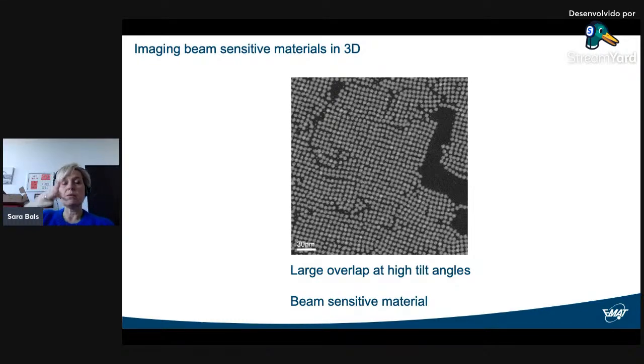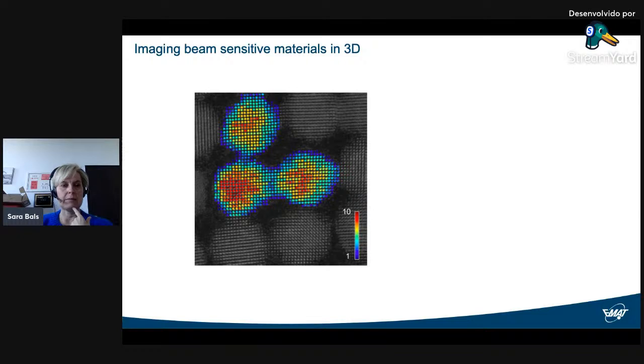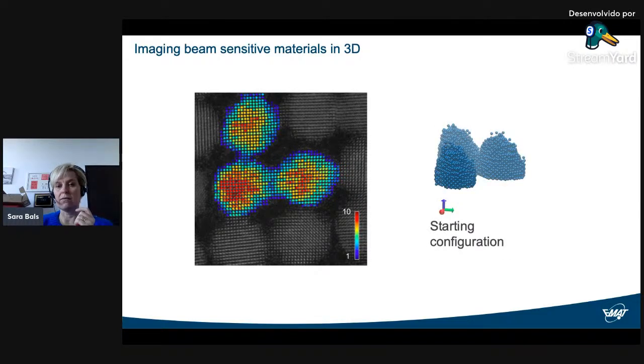So there's no way that we can perform our conventional tomography approach where we acquire hundreds of images of the same area of interest. Now, in order to still obtain a three-dimensional model for these systems, what we do is we acquire one high-resolution image. Again, using quantification, we count the number of atoms in every atomic column.